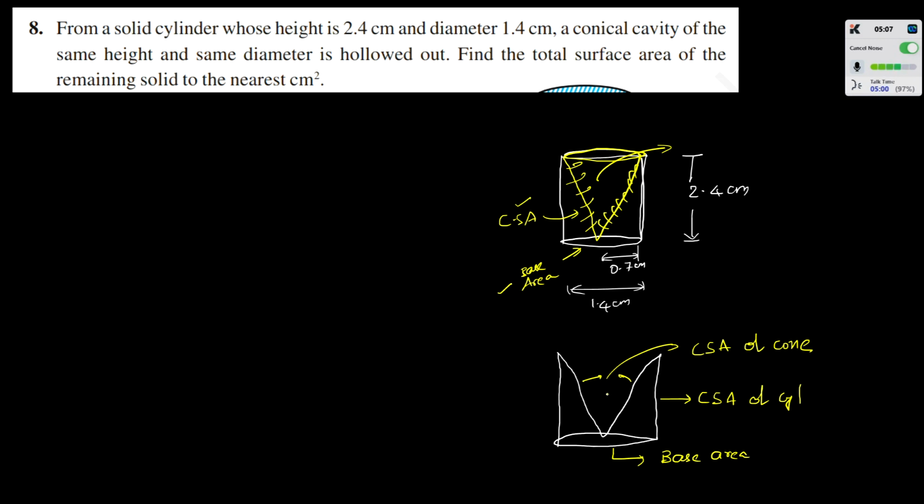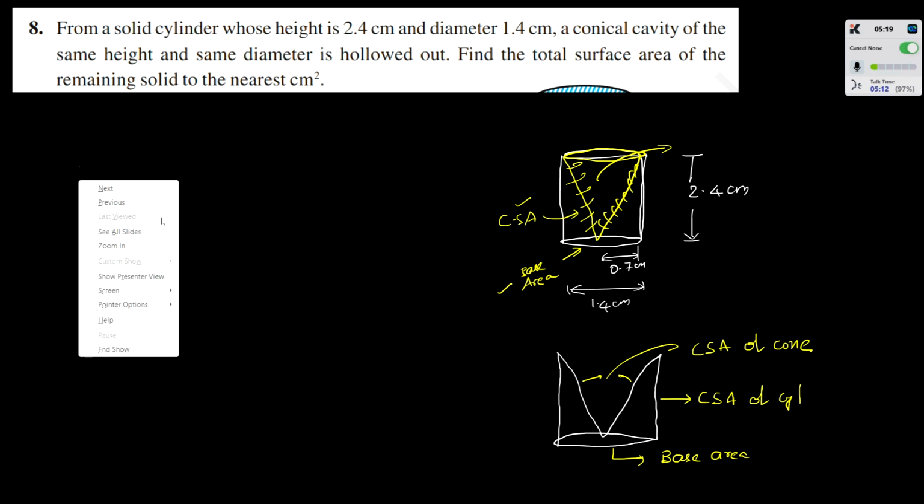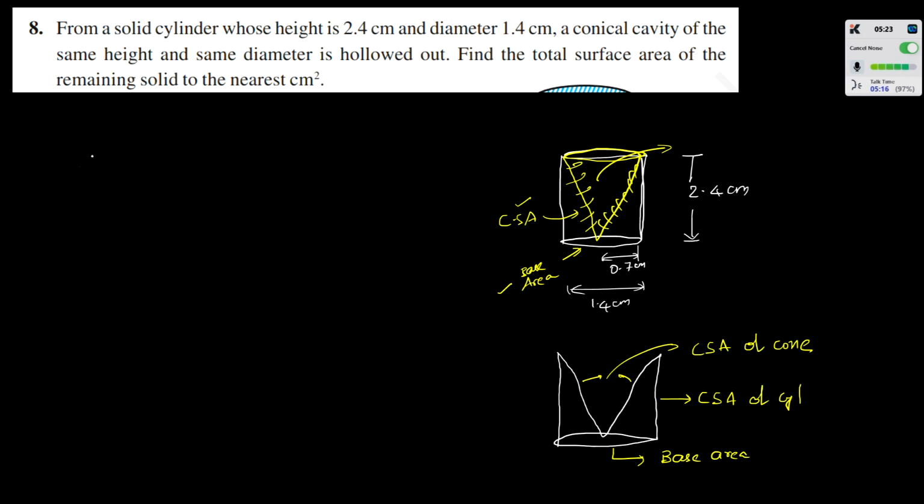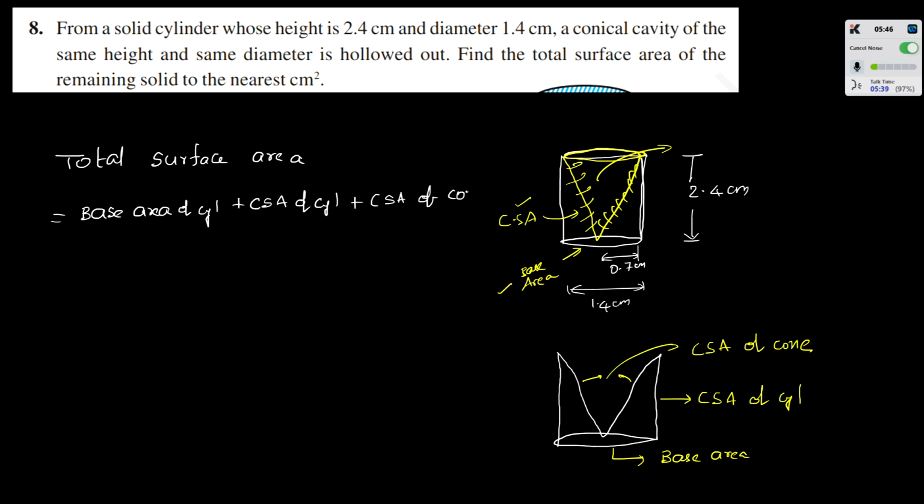Whatever remaining part we can touch, that surface we must compulsorily count. Okay, now see here. Therefore total surface area would be equal to base area of cylinder plus curved surface area of cylinder plus curved surface area of cone. Base area of cylinder is a circle, so πr² plus CSA of cylinder, 2πrh, plus CSA of cone, πrl.